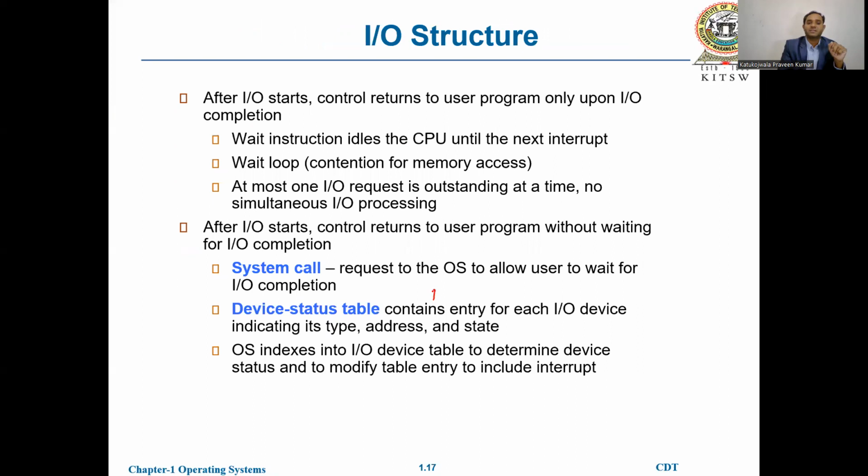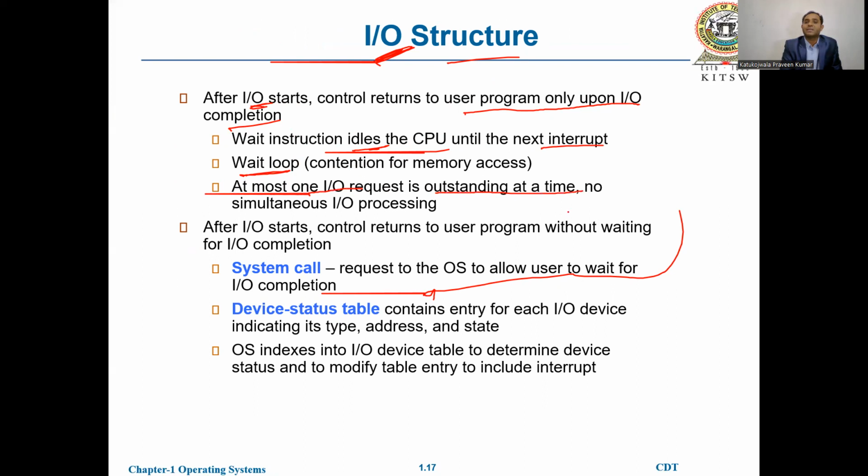So coming to the next, I/O structure. Whatever input output devices are there, that structure you are going to discuss here. After I/O starts, control returns to the user program only upon I/O completion. The wait instruction idles the CPU until the next interrupt, and there is a wait loop with contention for memory access. At most one I/O request is outstanding at a time. At most one I/O request must be there, and no simultaneous I/O is processing.